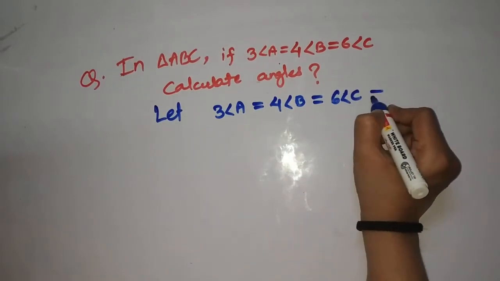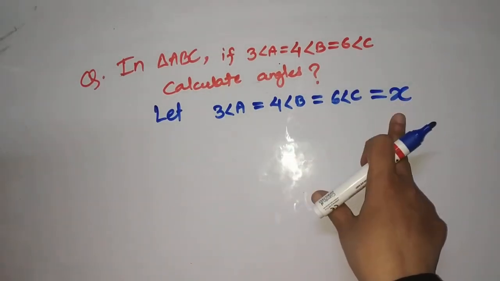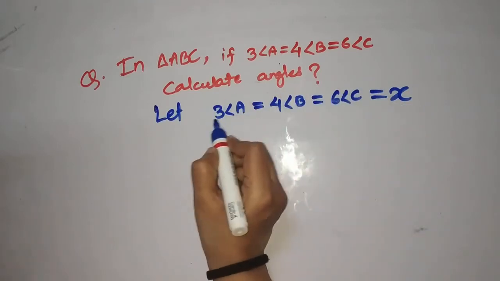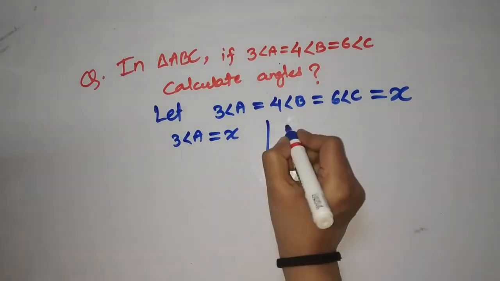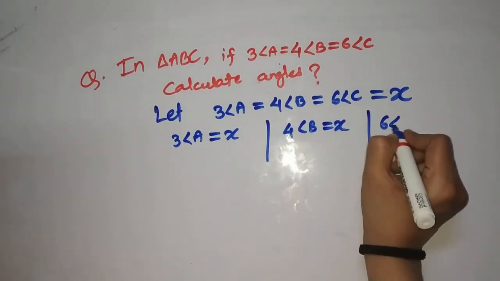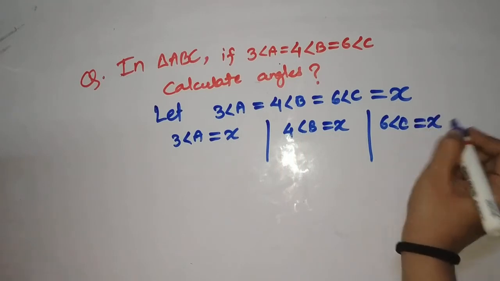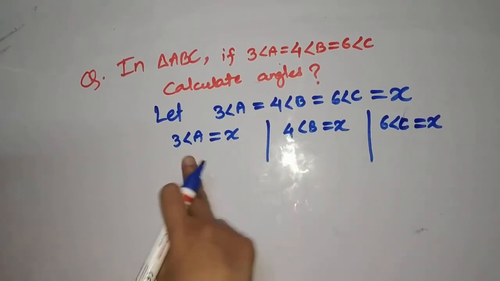Let 3 times angle A, which is equal to 4 times angle B and 6 times angle C, be considered as x. All are equal, so we consider them as x. Now we'll take 3 times angle A as x, 4 times angle B is also x, and again 6 times angle C is also x.